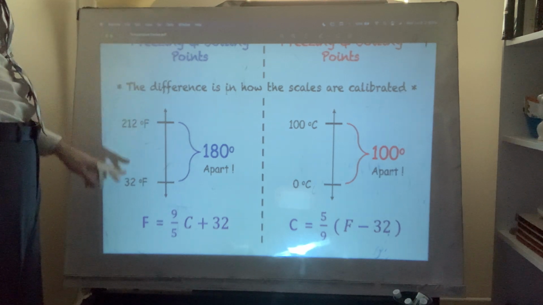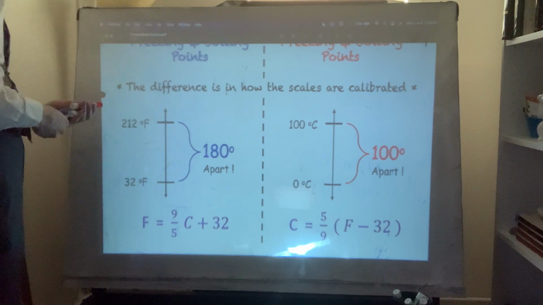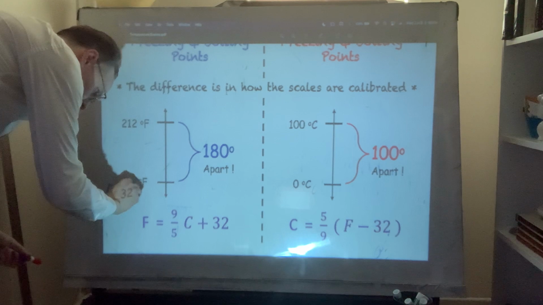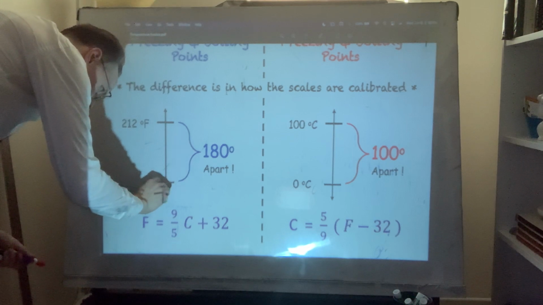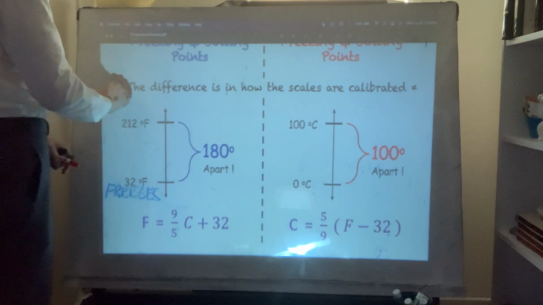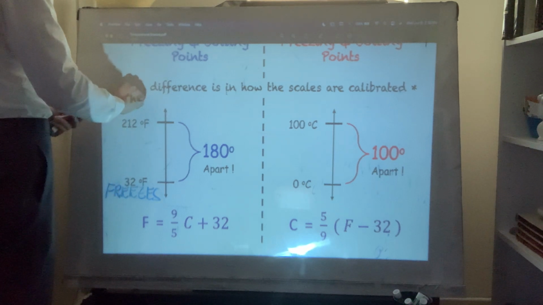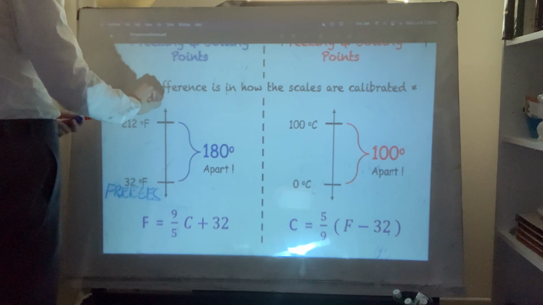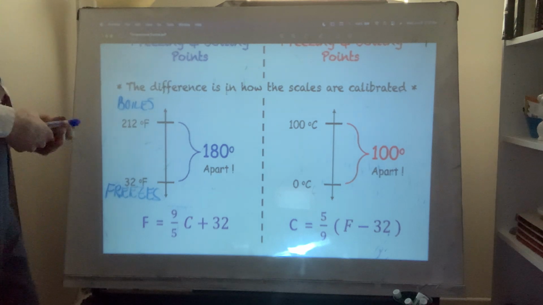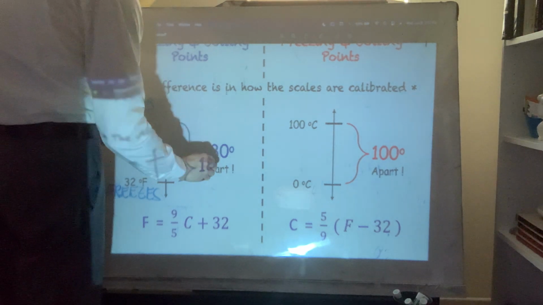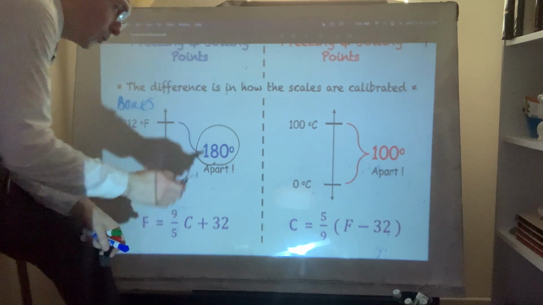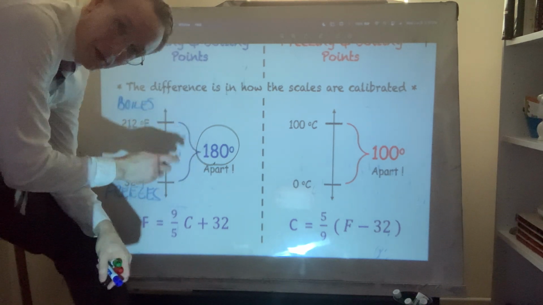On the Fahrenheit scale, the freezing point of water is 32 degrees. Well, at least 32 and under. And 212 is the boiling point of water. Why those two numbers? Because it turns out they're 180 degrees apart. Don't quote me on this. Why that number? Because it's a familiar number.